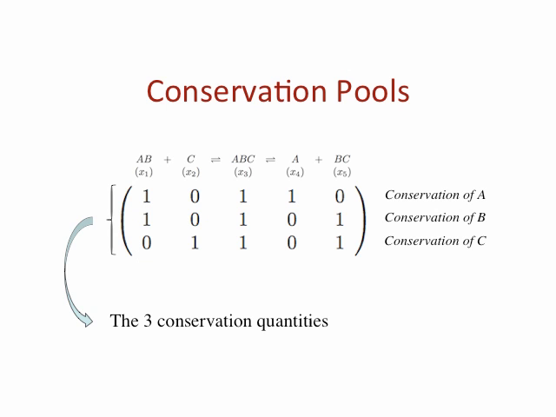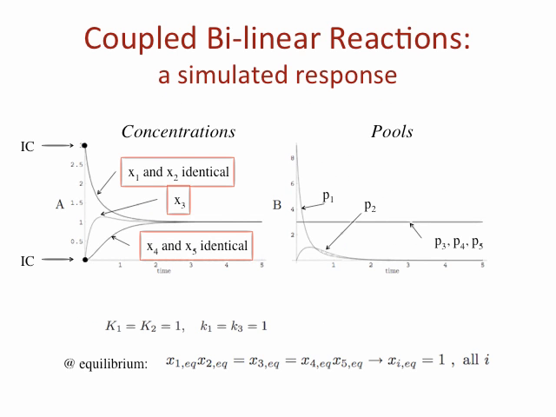So I can form 3 pools from this, and I can also form disequilibrium pools for the 2 bilinear reactions as I did before. And now I can simulate and I can post-process. So here's just one simulation where I start out with the same amount of X1 and X2. I assign them a value of 3, and all the other concentrations are 0 in the beginning.